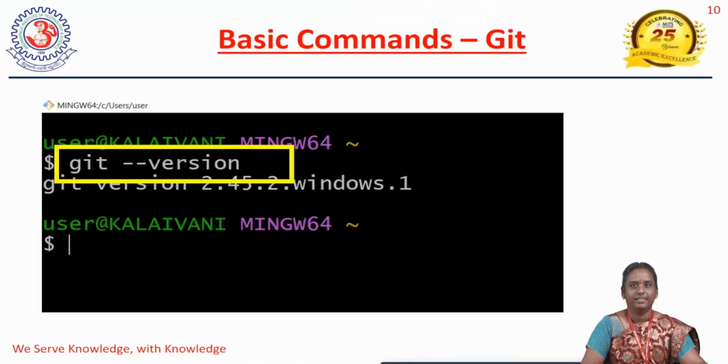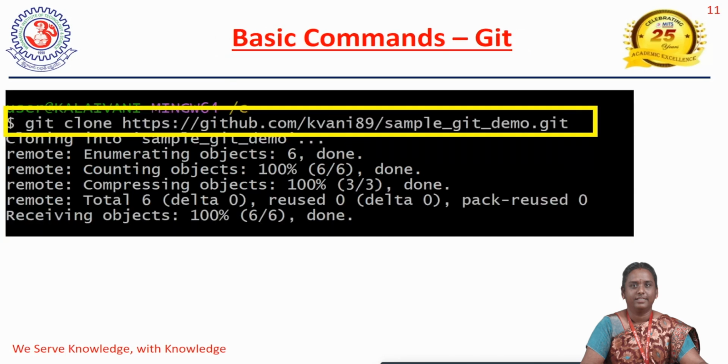So coming back to our PPTs, this is all about the basic Git commands. Here I have given all the basic commands that I executed. The first command I executed was git version, and then git clone, the command for copying the data from the remote repository to the local repository.